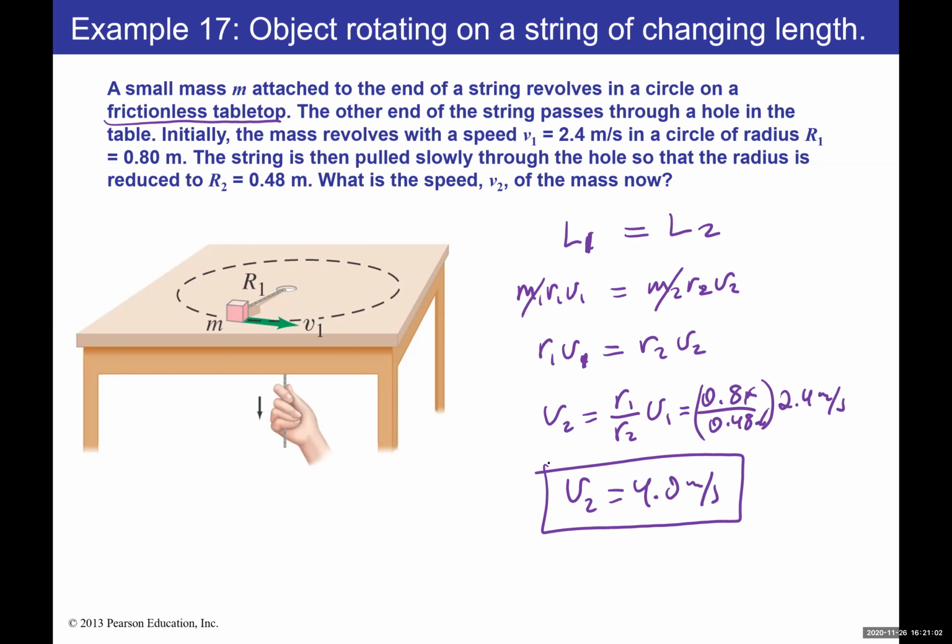We could see, right, because we are getting closer, we're decreasing the radius, so then the speed has to increase. If the R2 decreases, V2 has to increase in order to compensate. So the small mass starts spinning faster as we get closer to the pivot point.